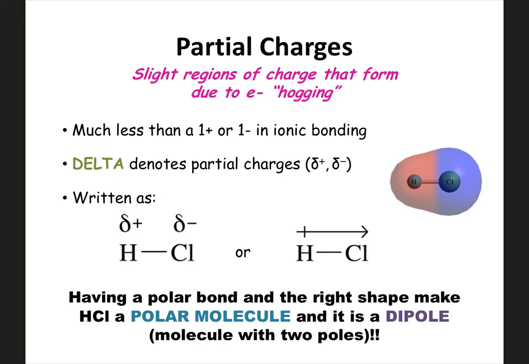Just having a polar bond doesn't make a molecule itself overall polar. In order for an entire molecule to be polar, it has to have a polar bond and the right shape. It has to be a dipole. Dipole just means it has two poles, essentially a positive region and a negative region. We're going to look at this idea of what it takes to be a polar molecule a little bit more.